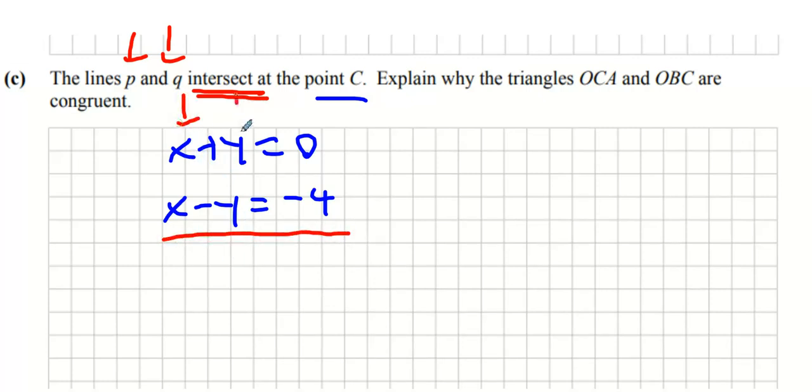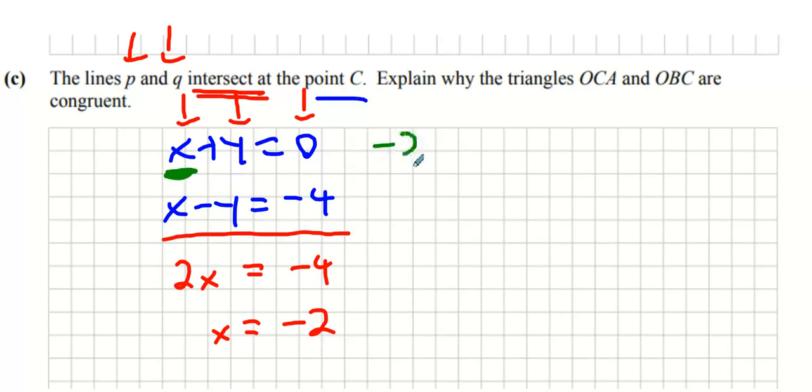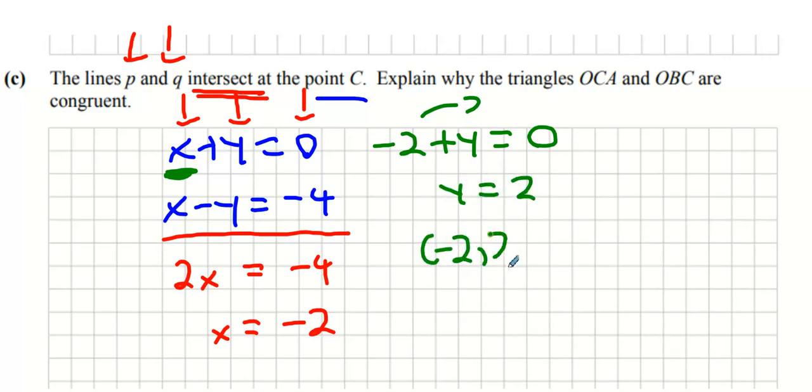Add straight down, what happens? What do you get? 2x equals -4 and x equals -2. Okay, and we need to get the y value as well, so sub it back in. If the x value is -2, what would the y value have to be to cause that to be equal to 0? The y value will be 2. So we know that this point is the point -2, 2.